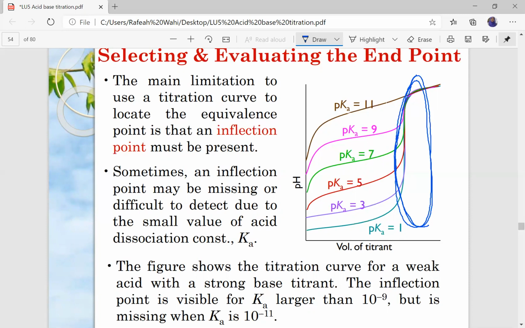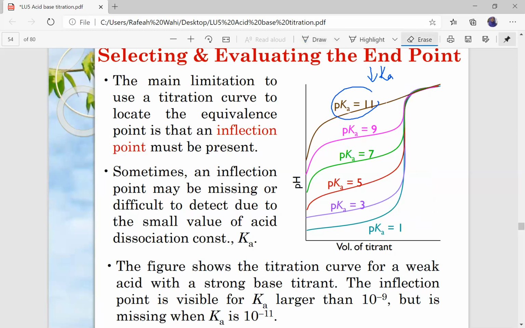Okay, so when you have pKa here, pKa is 11. So this means that you have a lower Ka. This one is lower Ka. So if you look at here, you cannot determine which one is the equivalence point because you don't have the inflection point.